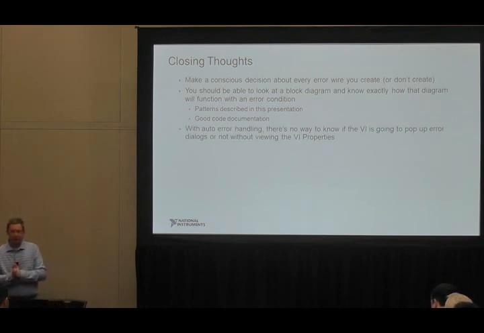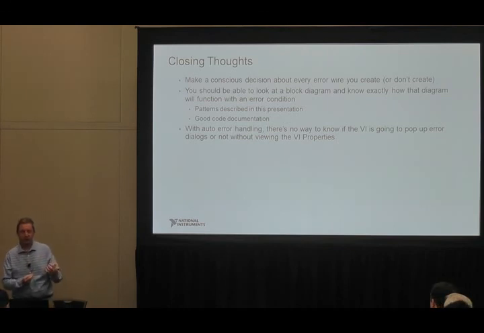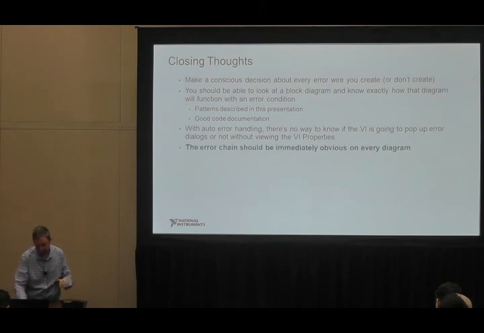The problem with auto error handling that I have is that there's no way to know if your code's going to pop up dialogues. That's the main reason I don't like it. You've got to go into VI properties and see, is it turned on, is it turned off, or usually what ends up happening is you run the code and dialogues pop up. So that's one of the main reasons I don't like it. It's not explicit error propagation and error generation. It's implicit and it's harder to understand by looking at the code. I want to be able to look at a block diagram and have no question about how the VI functions. And without error handling, I can't do that.